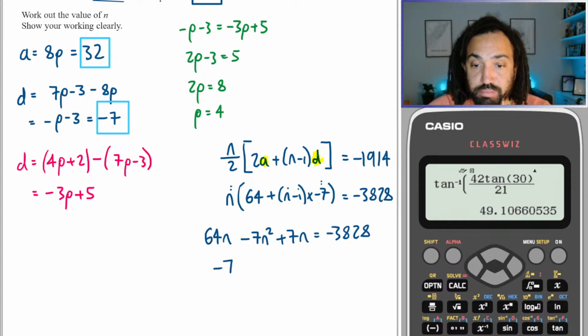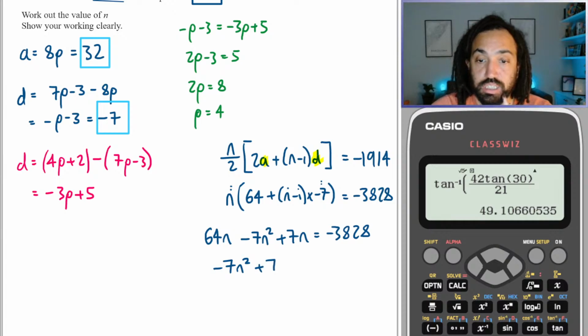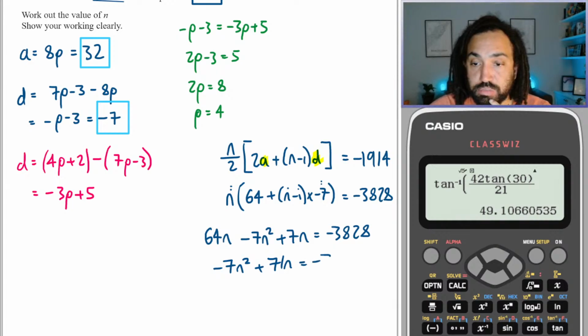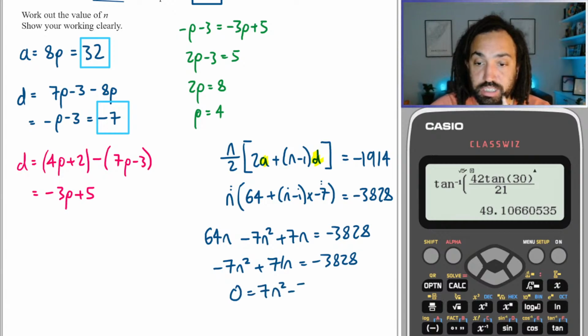So this is going to give me minus 7n squared plus 71n is equal to minus 3828. I'm going to bring it all over to the other side, so we've got positive n squared, and we're going to have this, like so.